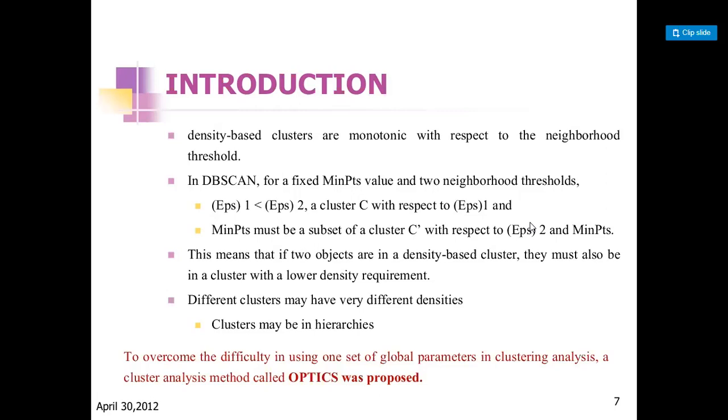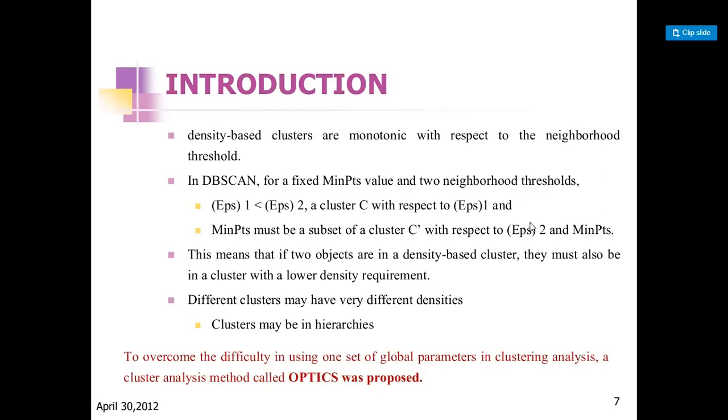So it is a very obvious fact that the cluster with respect to epsilon 1 and min points must be a subset of the cluster C with respect to epsilon 2 and min points. This means that if two objects are in a density based cluster, they must also be in a cluster with a lower density requirement. Clearly, if a set of points satisfies the higher density criteria, then they shall definitely satisfy the lower density criteria.